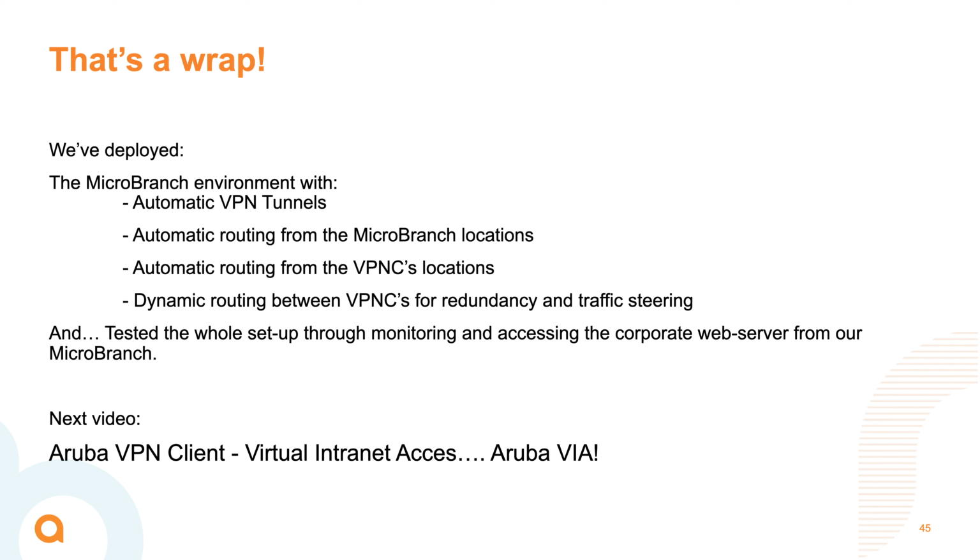This was the 5th video of the SD-Branch from Scratch series. In this video we covered the configuration of a microbranch. This configuration allows us to deploy hundreds of remote locations from this point on. In the next video we'll cover once again a different subject, the VPN client, which is called the Aruba Virtual Intranet Access Client, or Aruba VIA in short.